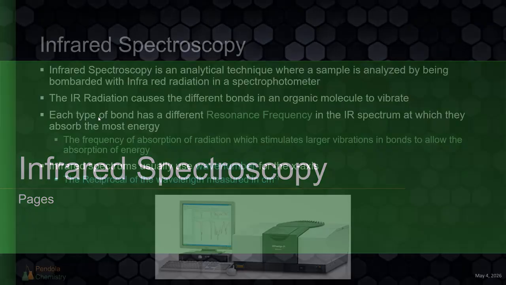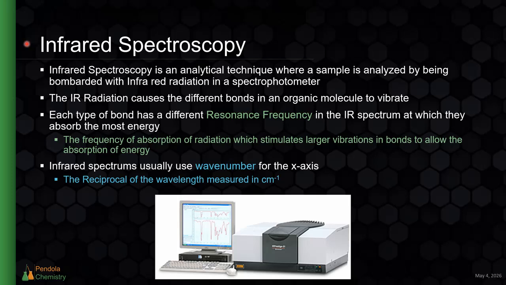So, in infrared spectroscopy, what we are going to be using is what is called a spectrophotometer. Spectrophotometers are tools that we can use in chemistry in order to look at different compounds by essentially bombarding them with electromagnetic radiation of different kinds. In this particular case, because we're looking at infrared spectroscopy, we're going to specifically be bombarding compounds with infrared electromagnetic radiation. The IR radiation in an infrared spectrometer is essentially going to cause the organic molecules to vibrate.